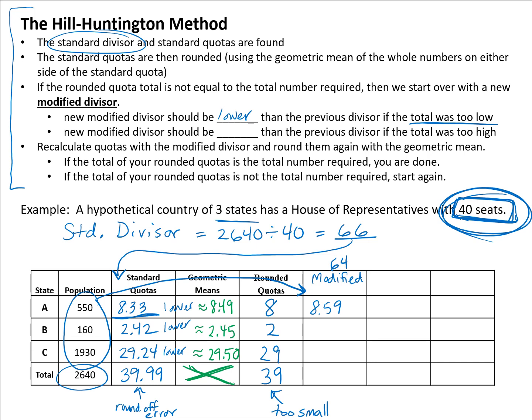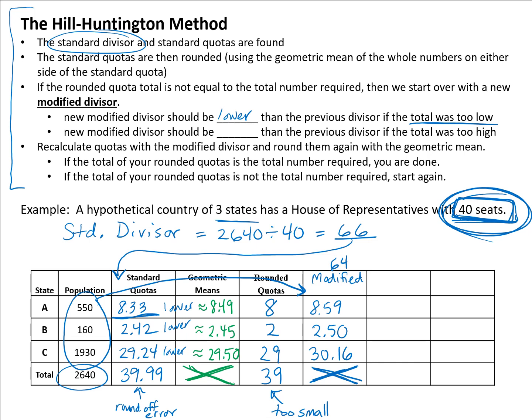160 for state B divided by 64 is 2.50. And then 1930 divided by 64 is 30.16. Now, here's one thing. You never want to add up modified divisors because they will not total. Because you're using a special divisor, they will not total up to 40. So we're not going to total anything after we get past the standard quotas in terms of the decimals.